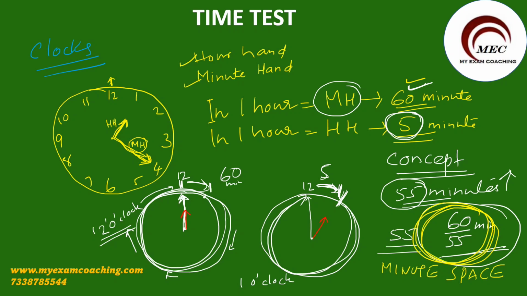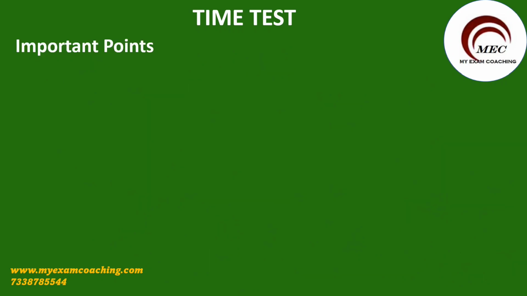So this concept is clear. Then we can go to the important points and then we will solve some of the questions. What are the important points? In every 1 hour, the minute hand and hour hand coincide once. Second, the hands are straight only once. In this position, the hands are 30 minutes apart.